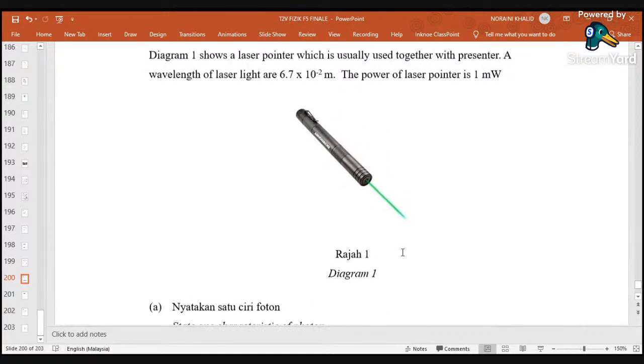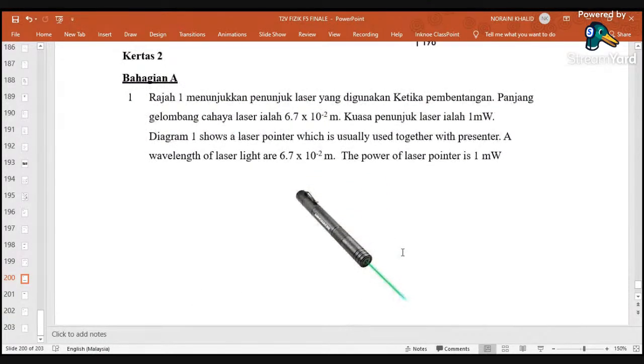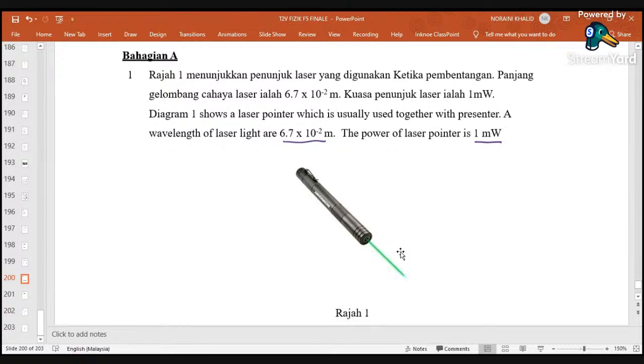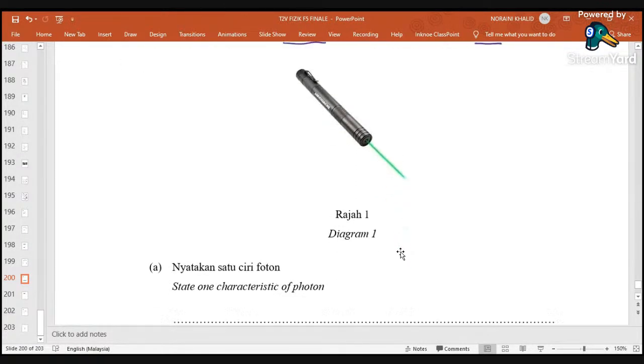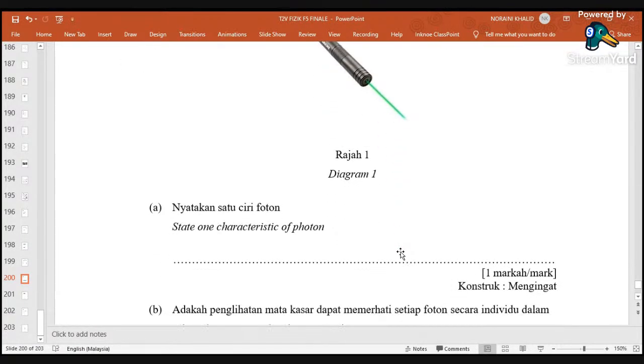Okay, let's look at one question for paper 2. The diagram shows a laser pointer which is usually used together with a presenter. A wavelength of light is given. The power is 1 milliwatt. State one characteristic of a photon.